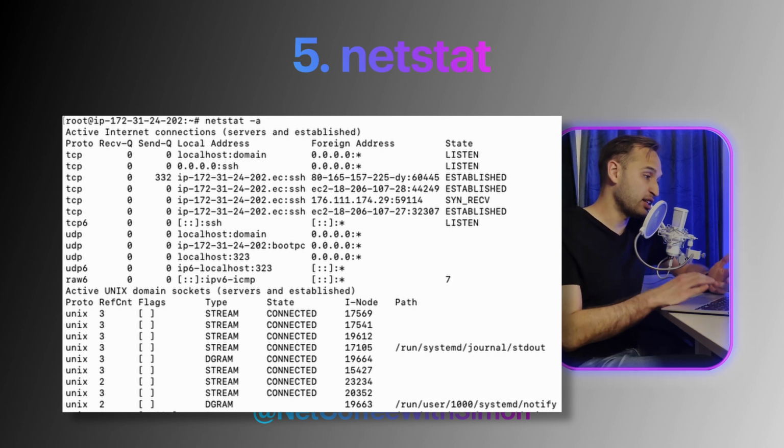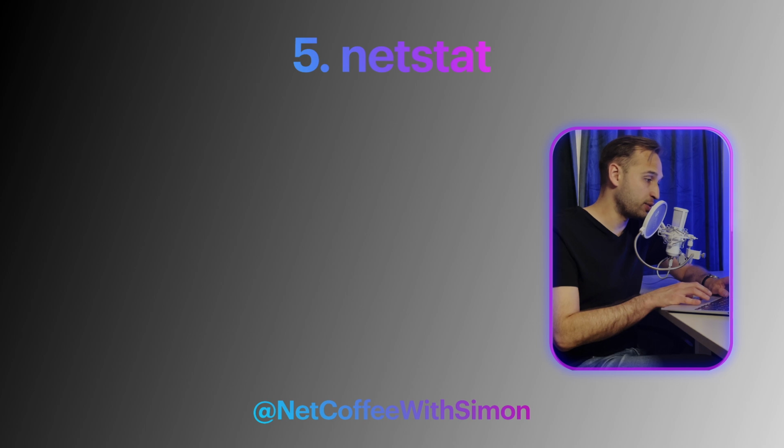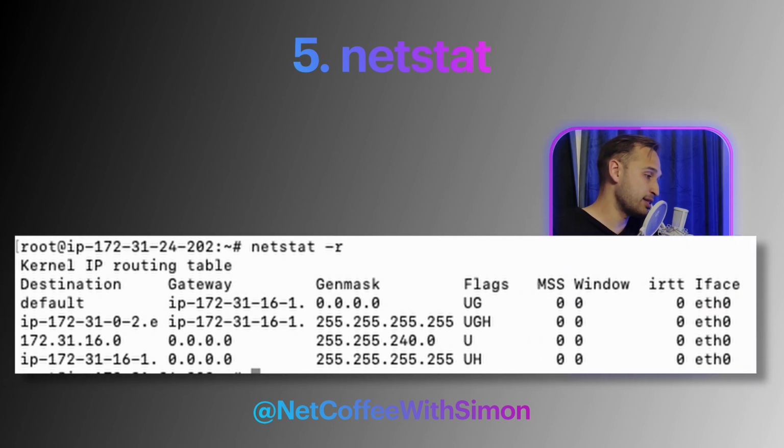Some examples include netstat -a, and this command will display all the active connections and listening ports for both TCP and UDP protocols. The exact output can of course vary depending on the system and current network activity. So we have proto, which stands for the protocol that is being used, TCP or UDP. We also have the local address and the foreign address. We can also run netstat -r, which displays the kernel routing table.